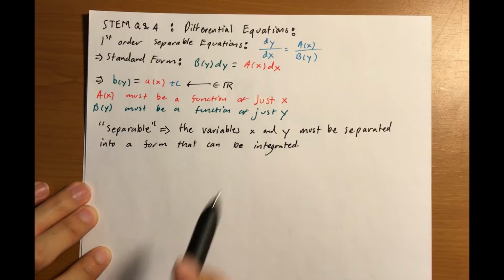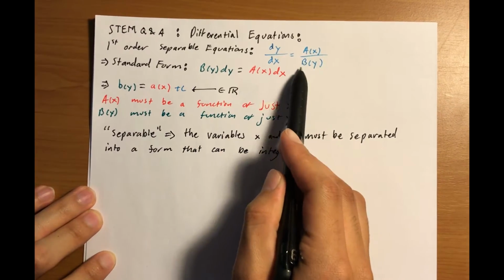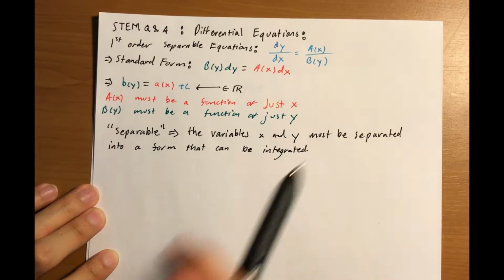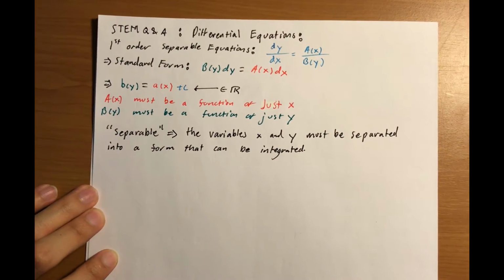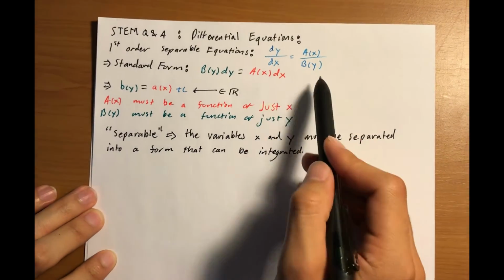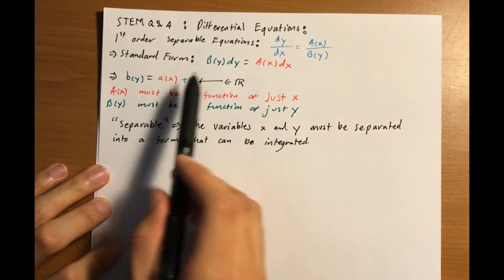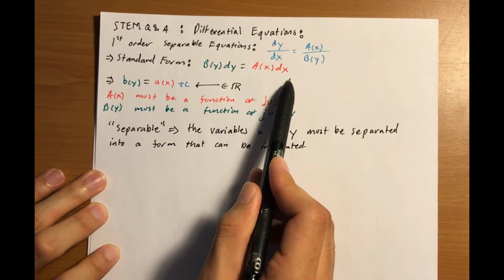So to start off, this equation right here, dy over dx equals a function of x over a function of y, is how you most commonly see these forms of equations. If you do a little bit of algebra, like moving the dy to this side and the dx to this side, you can put it into this standard form right here.